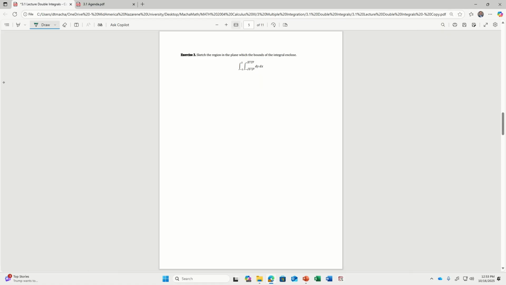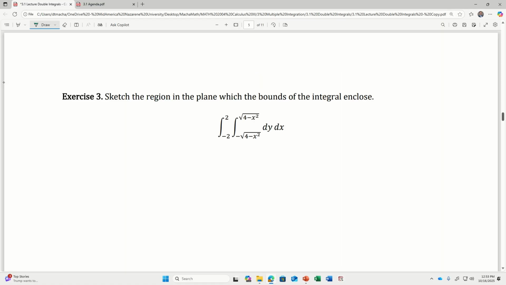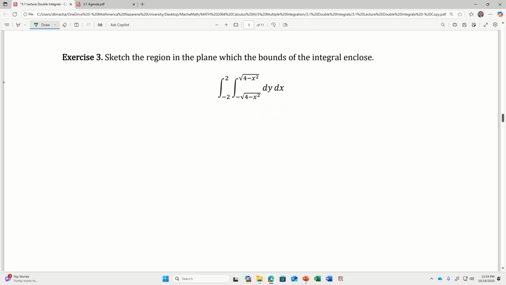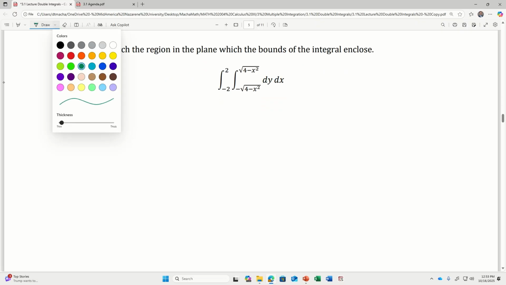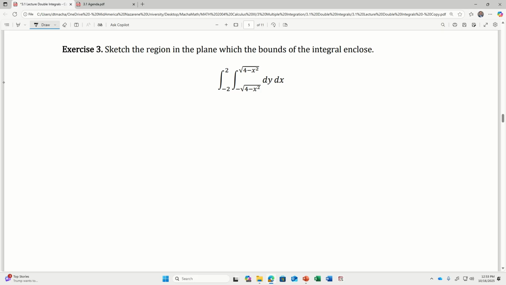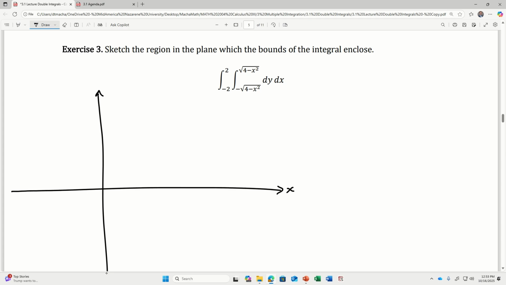All right, this one says, exercise 3, sketch the region in the plane which the bounds of the integral enclose. So it's the same idea, but we're working backwards. Because in the last problem, I was giving you a picture of the region I wanted from the plane, and then you had to come up with the bounds of the integral. This time it's backwards. There's an integral, and I'm saying, well, look at the bounds, figure out what the region in the plane looks like.